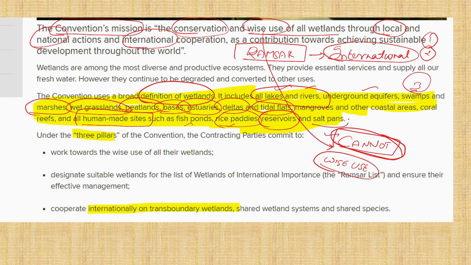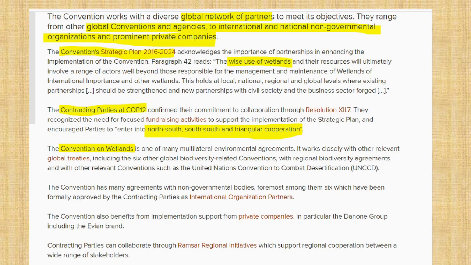Salt pans, fish ponds, these are all human-made sites. Lakes, rivers and all, etc. So three questions are there in this. Look at the Ramsar Convention holistically. When they ask the question holistically, this is the point.